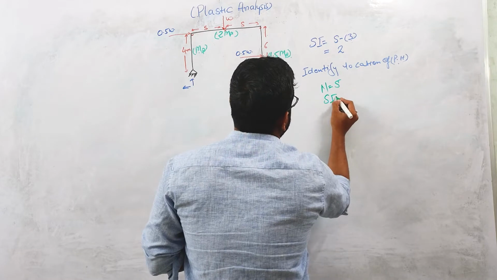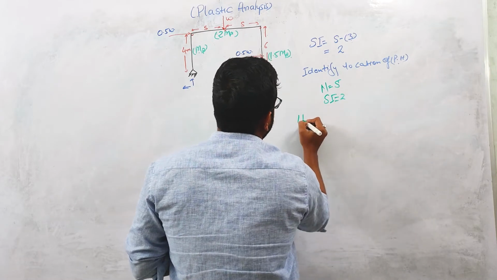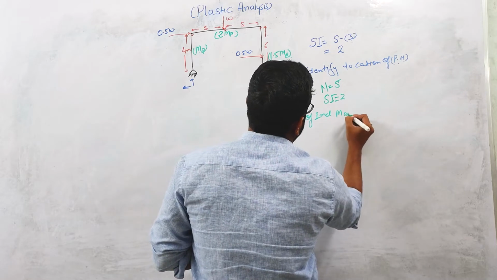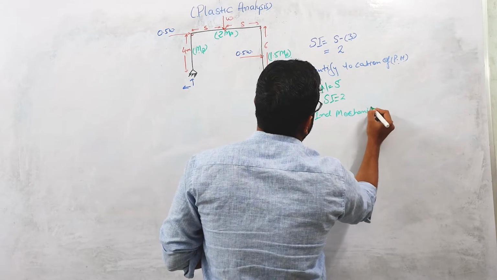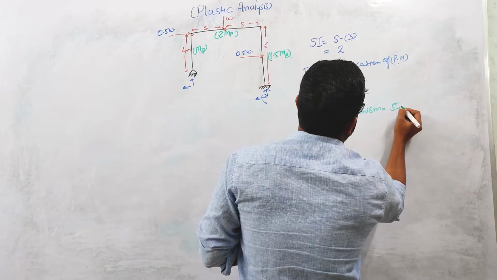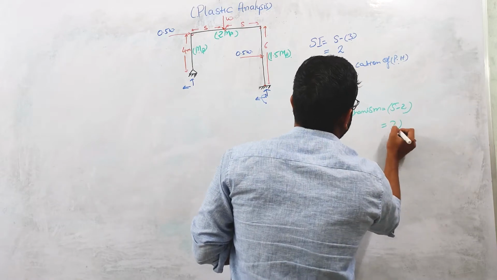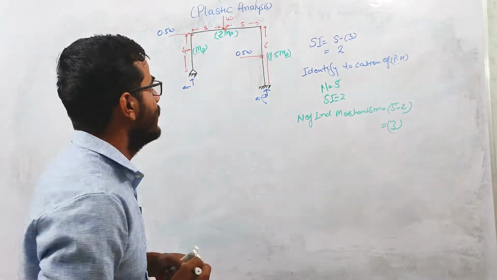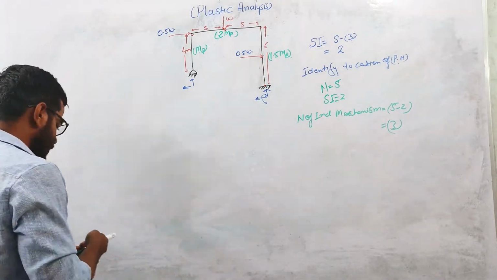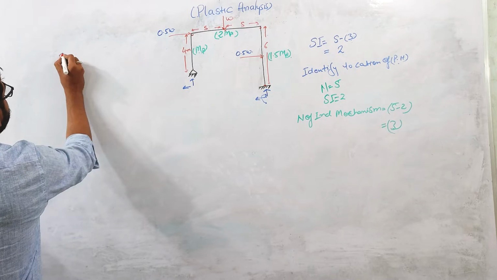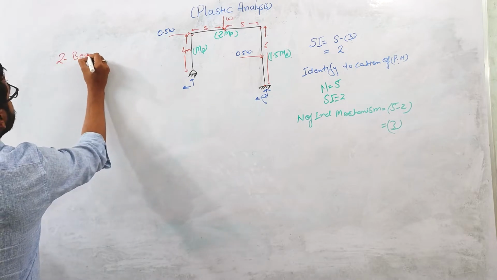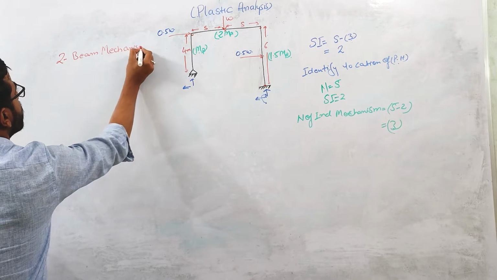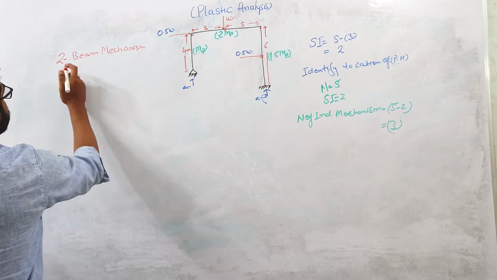Static indeterminacy is 2. So the number of independent mechanisms will be 5 minus 2, so that will be 3. In this problem, the total number of independent mechanisms will be 3. We will have two beam mechanisms and one sway mechanism.